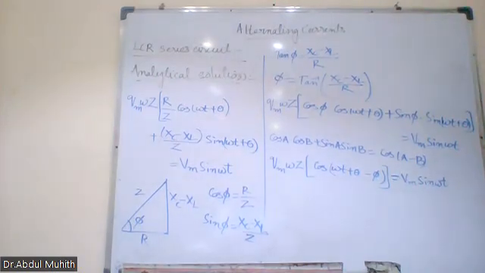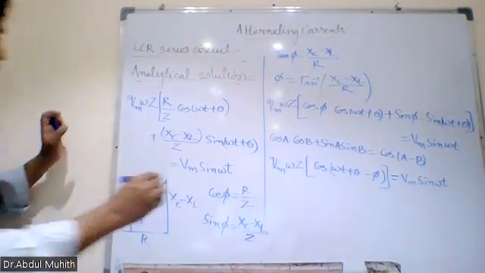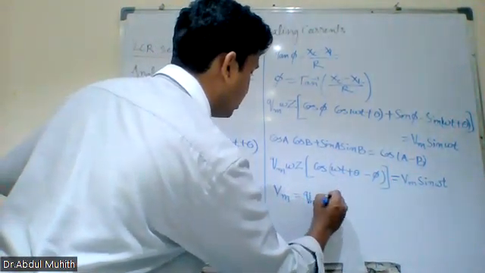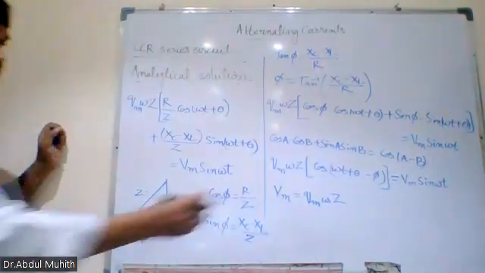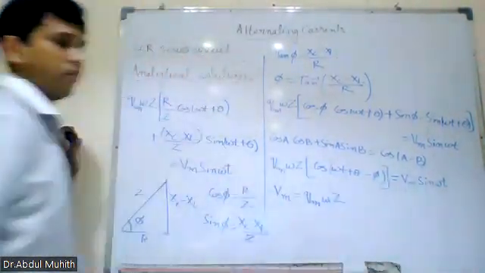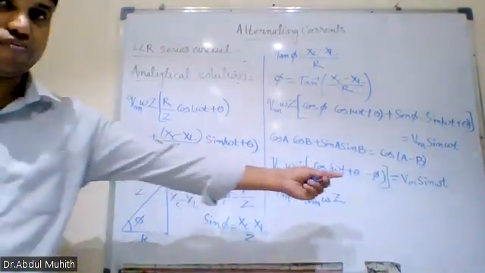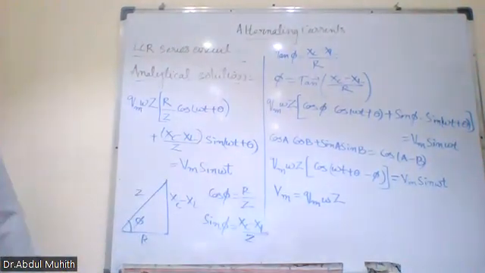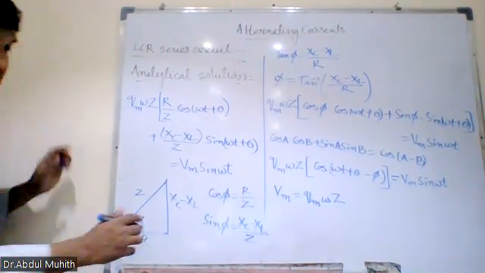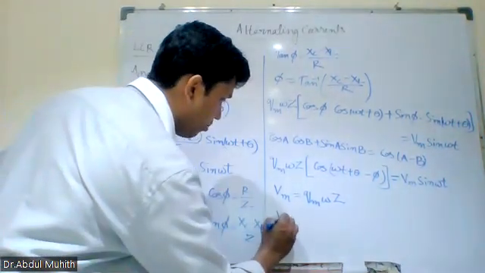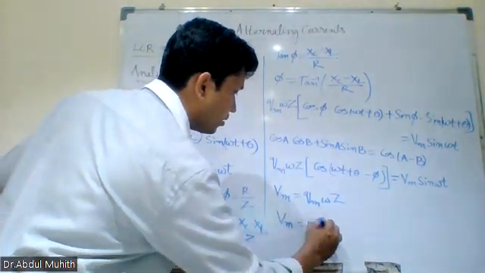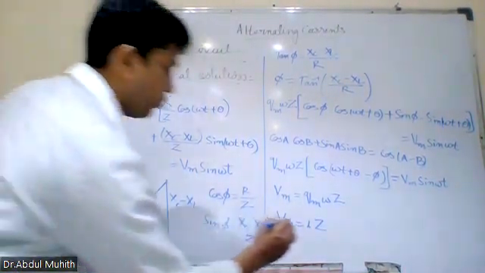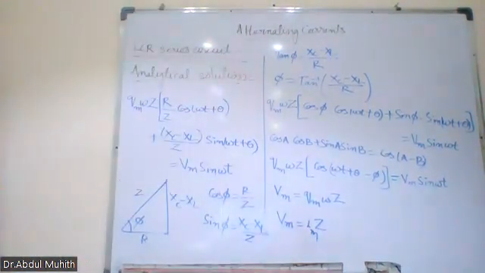Now I am writing here Vm is equal to, I am comparing the equation, comparing the coefficients of cos and sin. Vm is equal to Qm into omega z. So what is Qm into omega? That is I. Vm equal to Iz. Is this clear? So Qm into omega is equal to Im into Z.